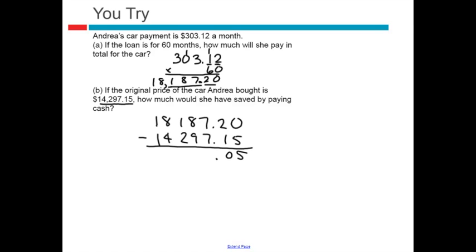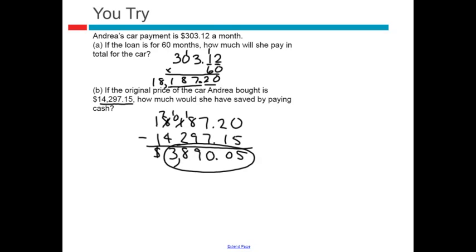So 20 cents minus 15 cents will give us the 5 cents. 7 minus 7 is 0. We're going to carry, and we'll have 18 minus 9 is 9. 10 minus 2 is 8. 7 minus 4 is 3. 1 minus 1 is 0. So if she paid by cash, she would have saved $3,890.05.